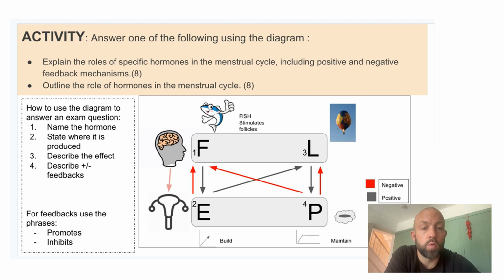Luteinizing hormone will trigger an egg to release around day 14 when levels are high. It promotes the production of progesterone. Progesterone is released from the corpus luteum in the ovary, and its role is to maintain the uterus lining. It has a negative feedback where it inhibits the production of FSH and LH.